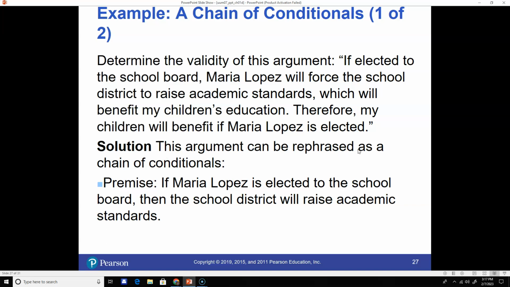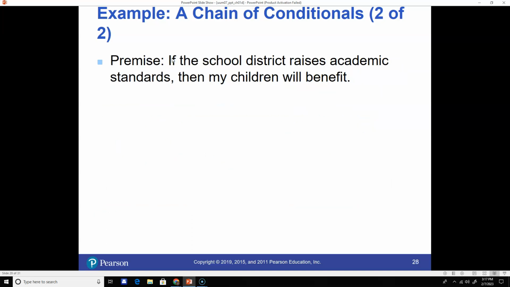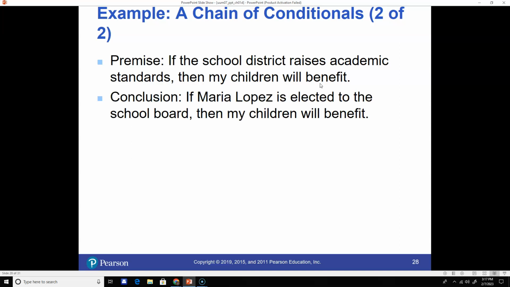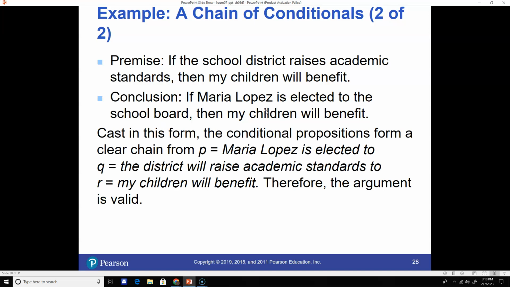So it can be rephrased as a chain of conditionals. If Maria Lopez is elected to the school board, the school district will raise academic standards. If the school raises academic standards, then my child would benefit. If Maria Lopez is elected to the school board, then my children will benefit. So the conclusion, when you remove everything, you kind of miss out on the why, but the same logic certainly holds. Statement P says Maria is elected to the school board. Q, the district will raise academic standards. R, my children would benefit. So yeah, the argument's valid.